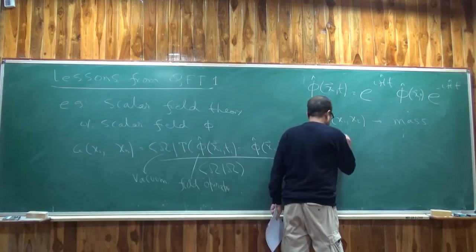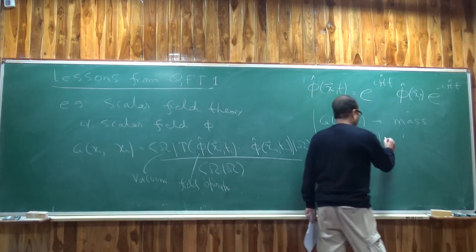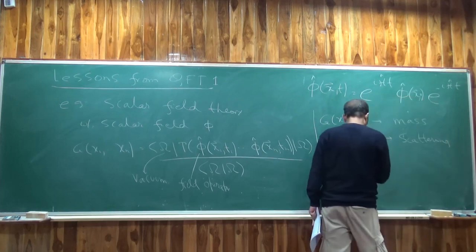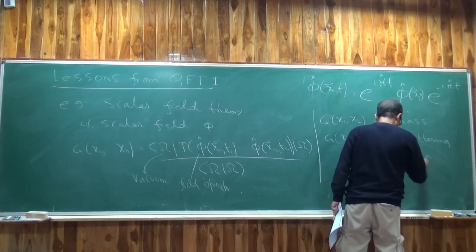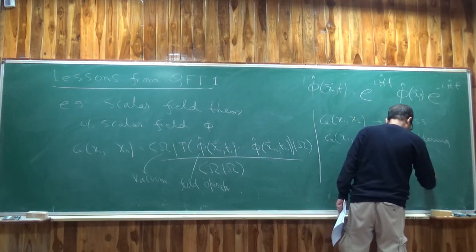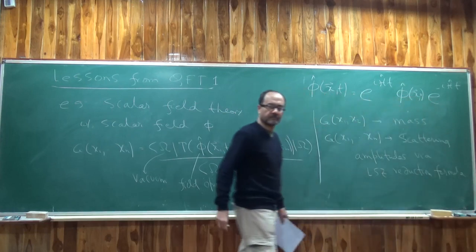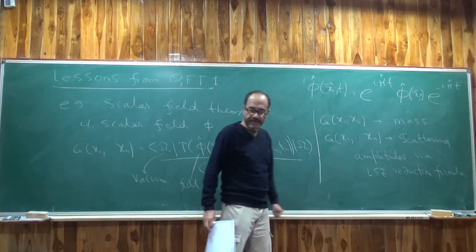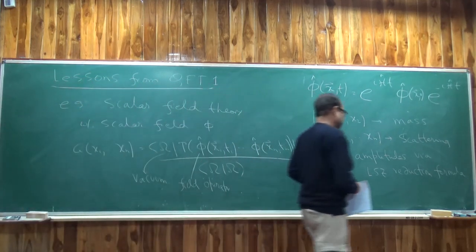On the other hand, if you have an n-point function, G of x1 to xn, this gives you information about the scattering amplitudes, through the LSZ reduction formula. This is familiar. So if I give you the Green's function, you can calculate the scattering amplitude. So this is the general formalism.